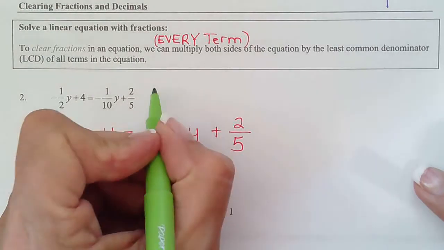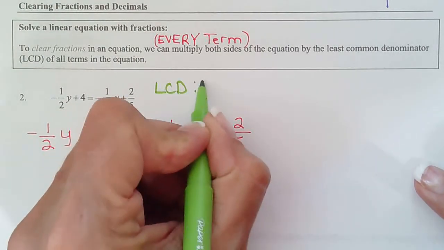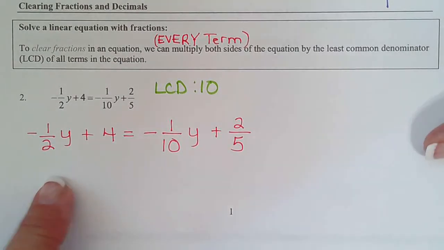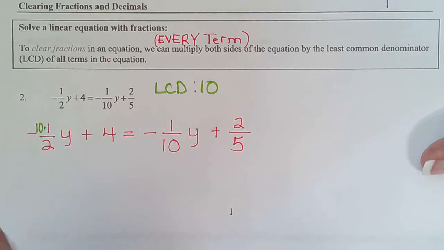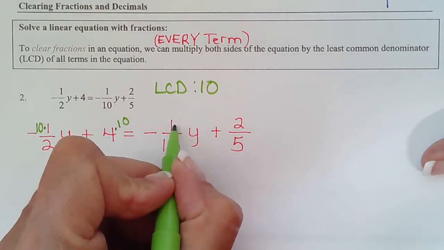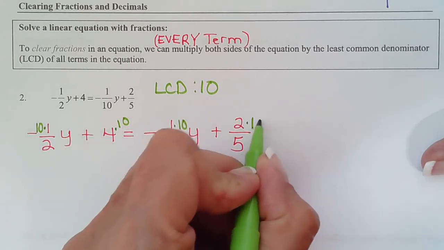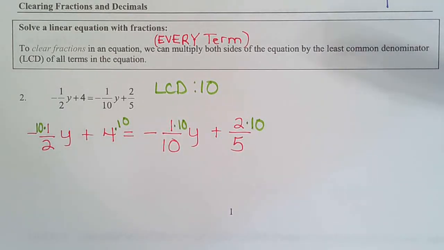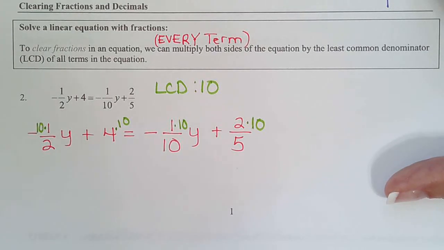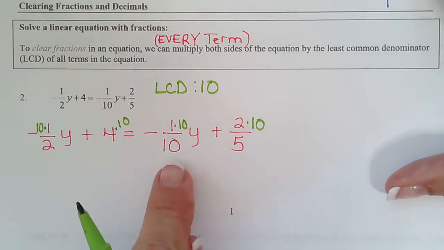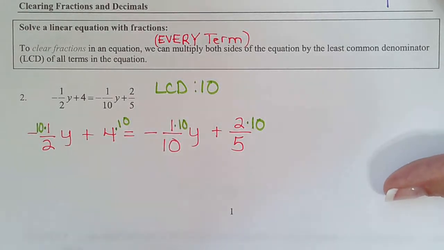So LCD is 10. So multiply every single term by 10. So I'm going to put a 10 there. So that takes care of this term. I'm going to put a 10 there. I'm going to put a 10 here, and I'm going to put a 10 here. The important thing is do not skip one single term. You skip one and your whole problem's wrong. So pick a number all the denominators go into, and it doesn't have to be the smallest one, but any number. I could have picked 20, 30, 40, but 10 is the least common denominator.